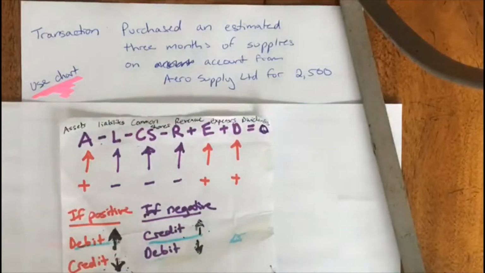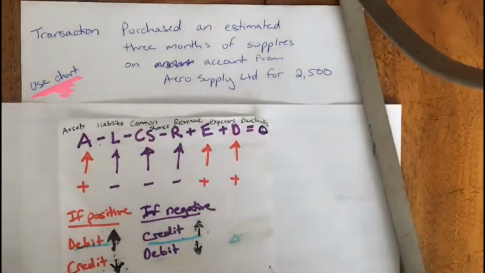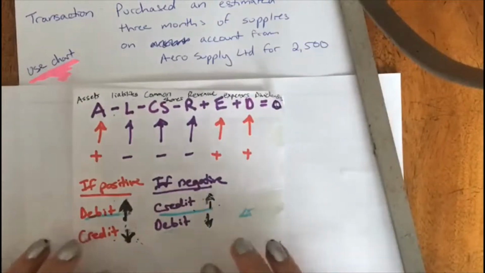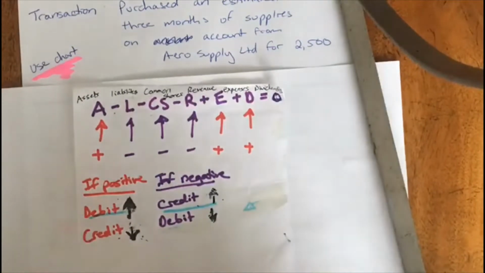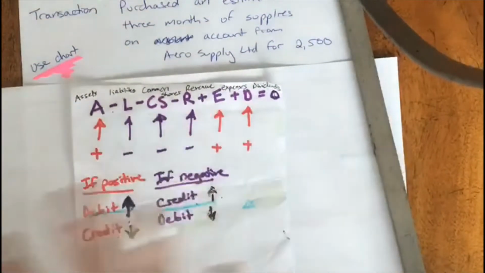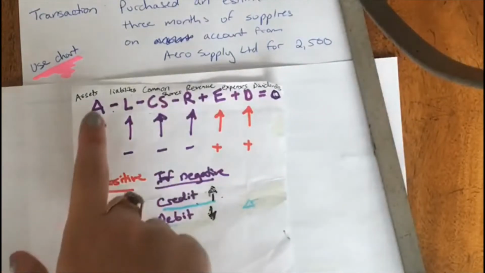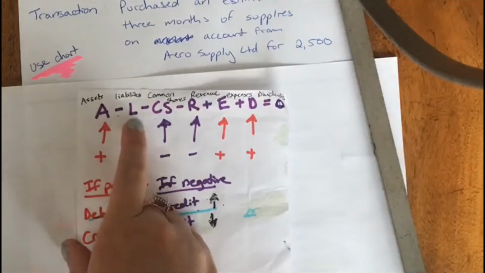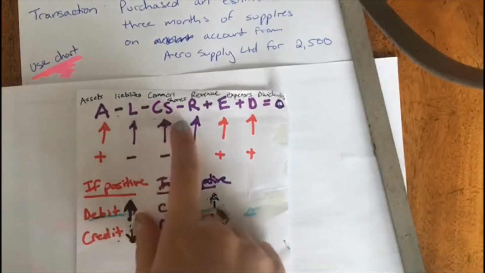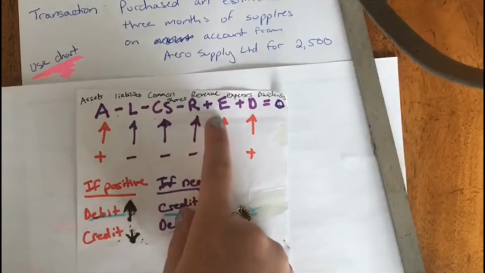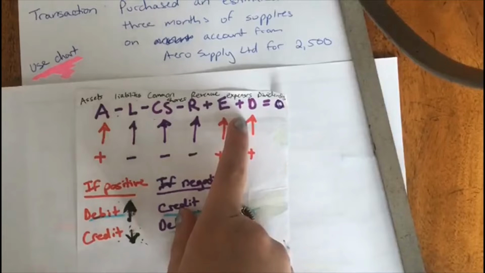Hi everyone, this is how to do journal entries with this little chart that I made. Okay, so the first thing I always do is write down this chart whenever I'm doing journal entries. So it's assets minus liabilities minus common shares minus revenue plus expenses plus dividends.